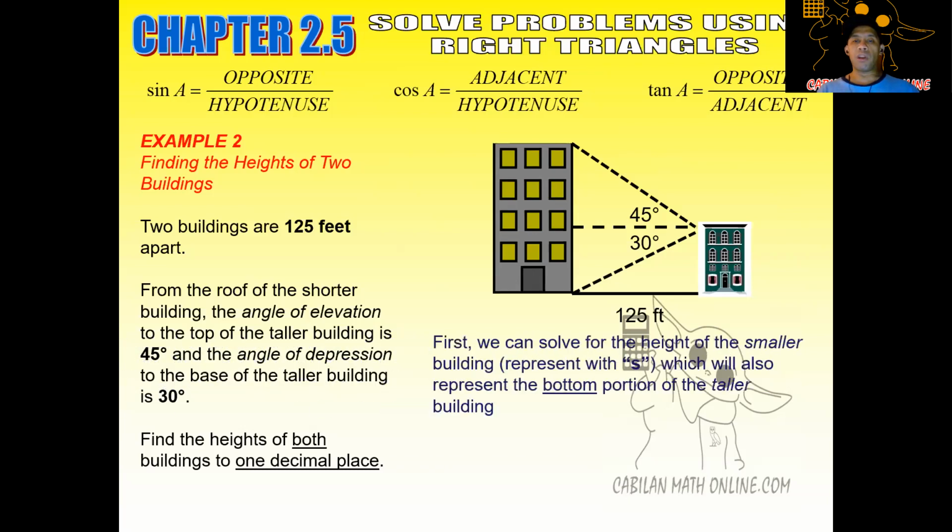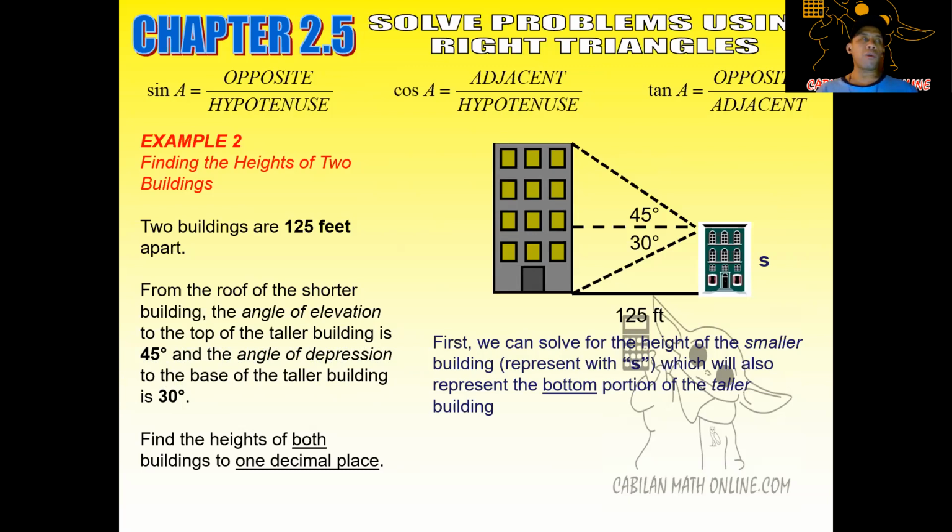Okay, and what we want to do here is to solve for the height of the smaller building first. Because if you take a look at the height of the smaller building, the height of the smaller building will actually represent the bottom portion of this taller building here. So we'll deal with that first, and then we'll proceed with the plan. So let's do that. Okay, so we're going to let S represent the height of the smaller building.